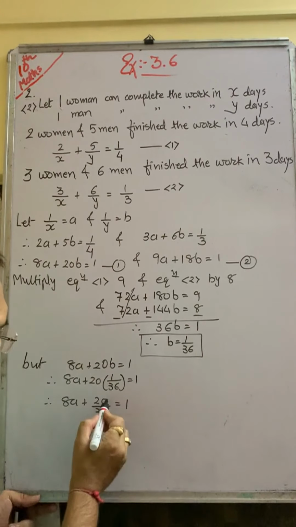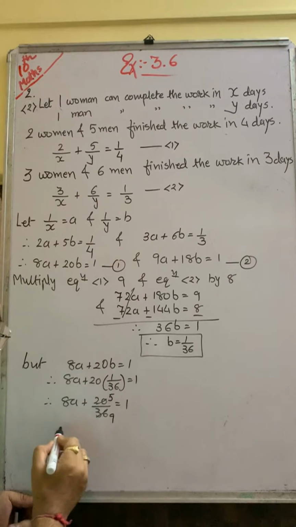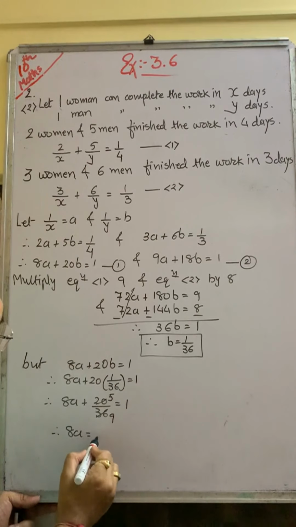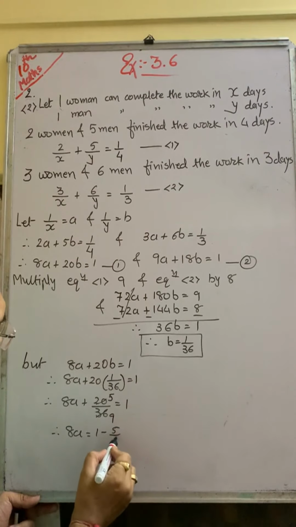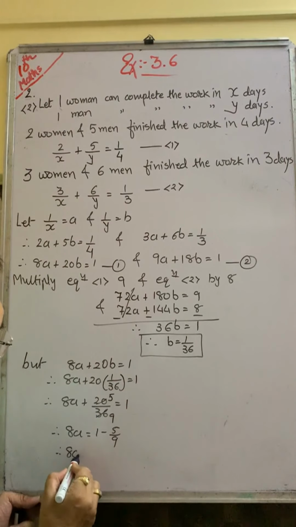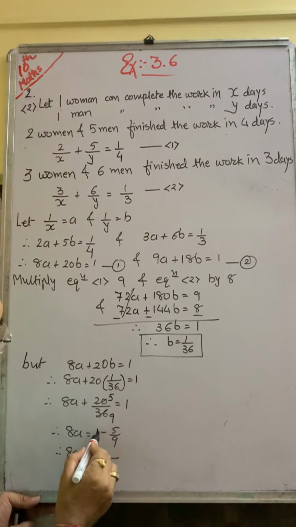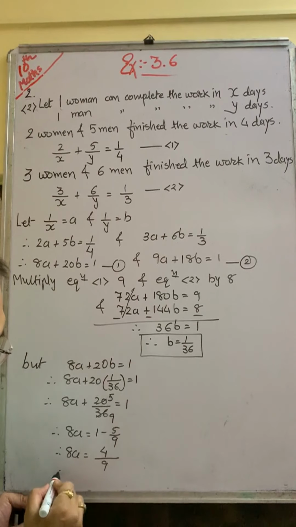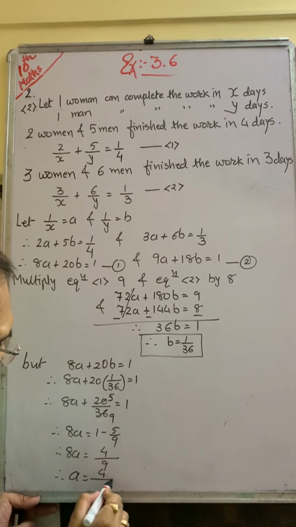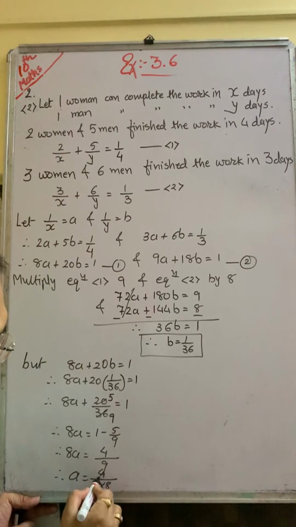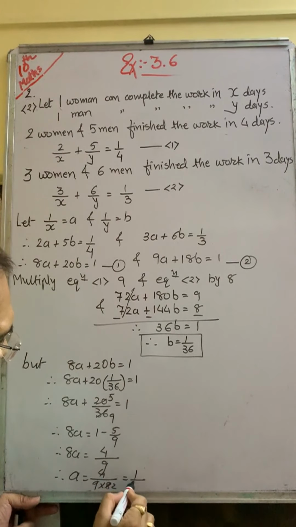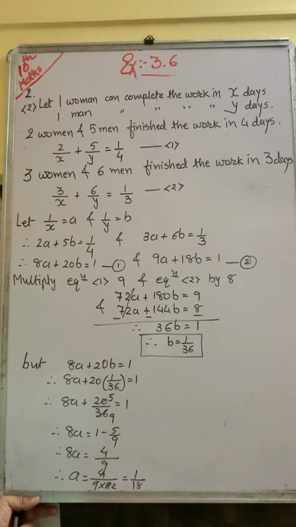Cancellation is possible by 4. 4 5s are 20, 4 9s are 36. So 8A equals to 1 minus 5 upon 9. Take LCM. 9 1s are 9 minus 5, that is 4. 8 moves down. A equal to 4 upon 9 into 8. 4 2s are 8, that is 1 upon 9 2s are 18.